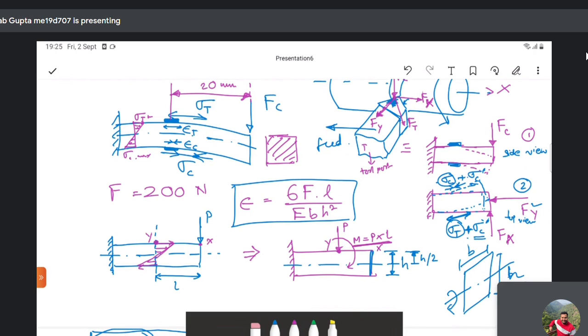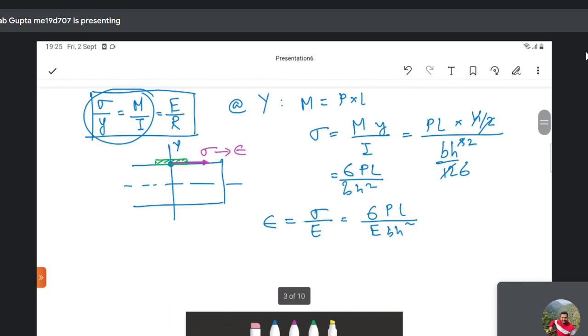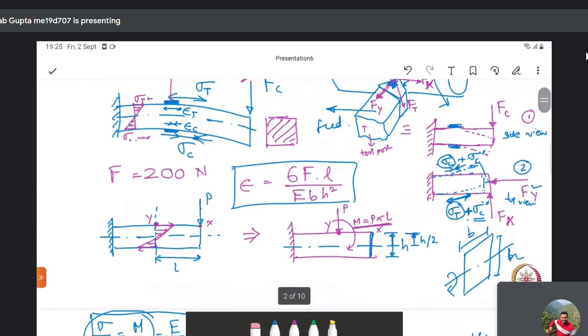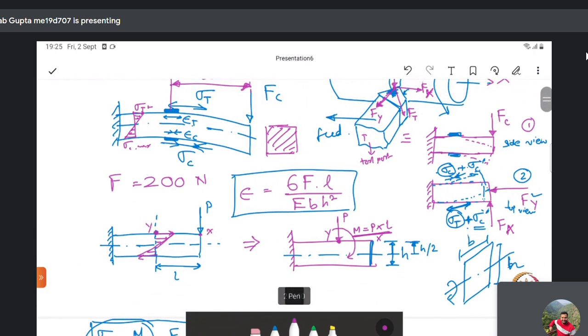Yes, I understand. Okay, so this is a straightforward question. You just plug in the values and you will get the answer. But what I wanted to discuss is a more realistic scenario, that is this one.